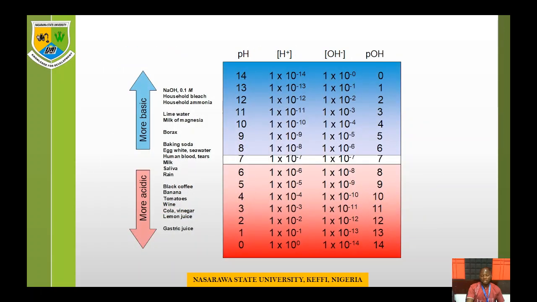Again, we have a chart of different substances with their pH for us to see. Then in terms of color change, when the color changes up to blue, the pH is said to be alkaline. Then when it increases in intensity to pink, the pH is said to be acidic.